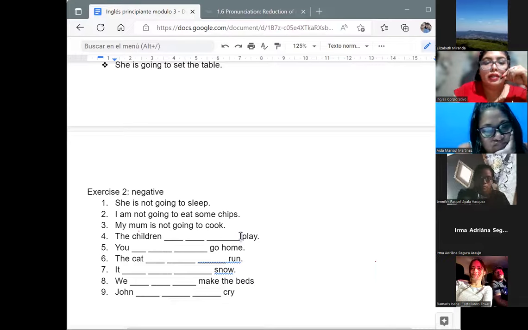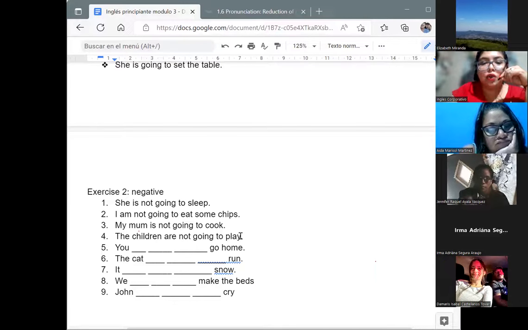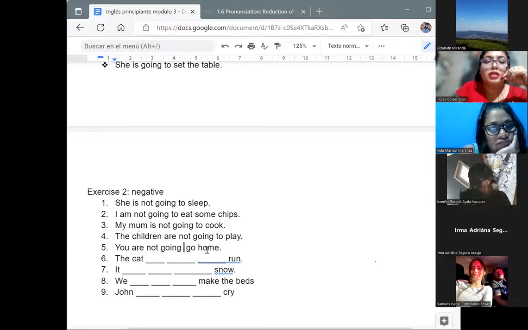Number four, the children. The children are not going to play. Good. The children are not going to play. Remember that children is in a plural. You aren't going to go home. Good. You are not going to go home.